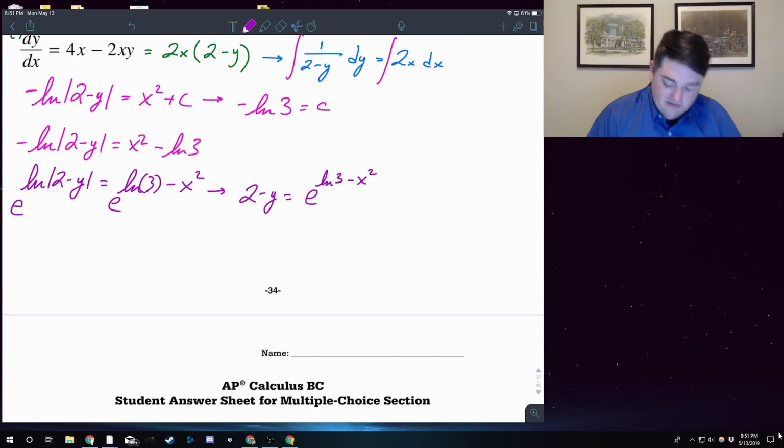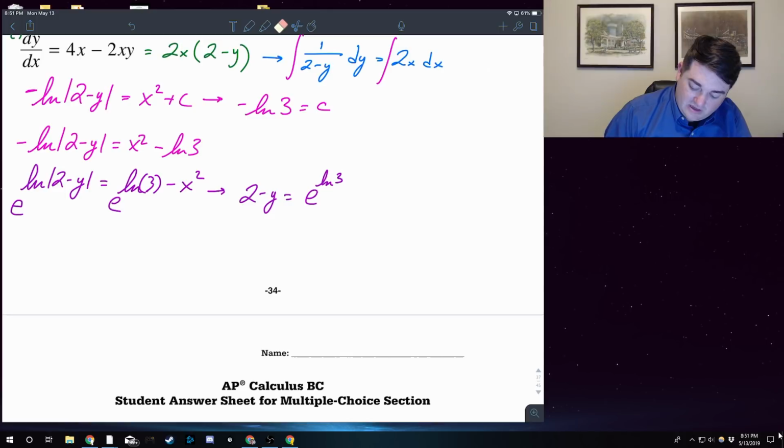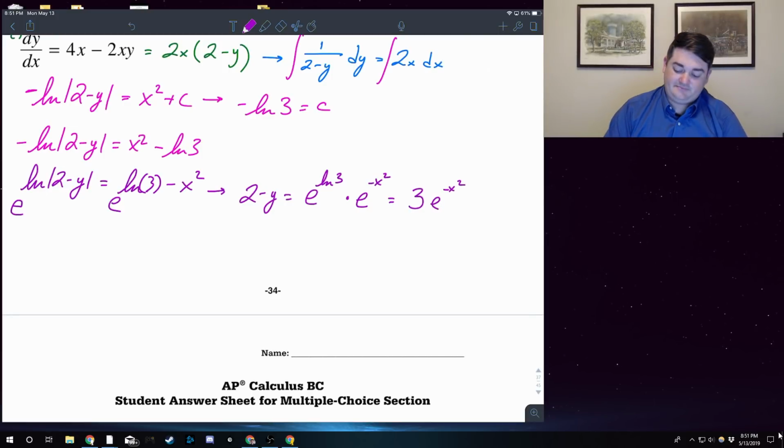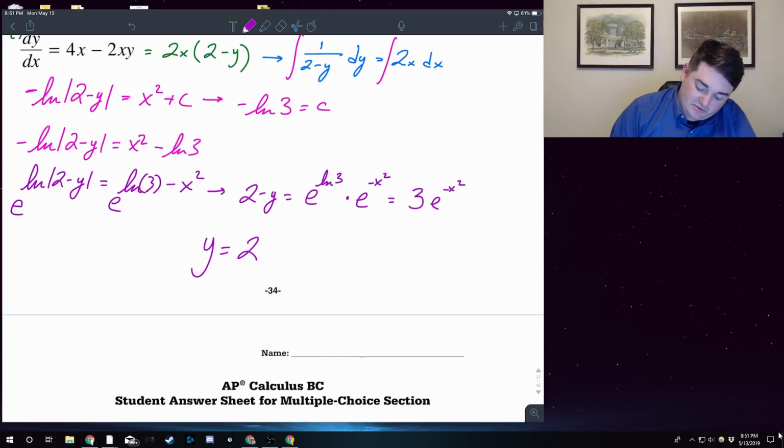Anytime you have a natural log in the exponent of an e, you should be suspicious. This is no different. How about this: e to the natural log 3 times e to the negative x squared. That's legal. E to the natural log 3 is just 3. That's legal. 3e to the negative x squared. And I'm almost there. I just need to get y by itself. So y equals 2 minus 3e to the negative x squared.